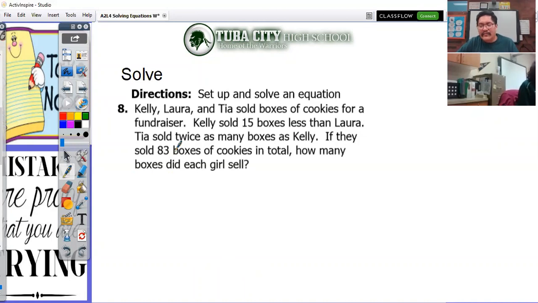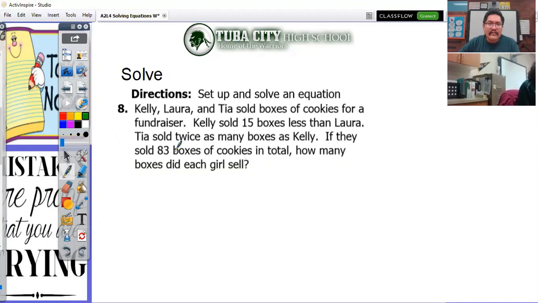So with this one here, we have 3 people. We have Kelly, Laura and Tia. And they sold boxes of cookies for a fundraiser. So there you go. That's our introduction statement. They're telling us what's happening. Boxes of cookies are being sold.